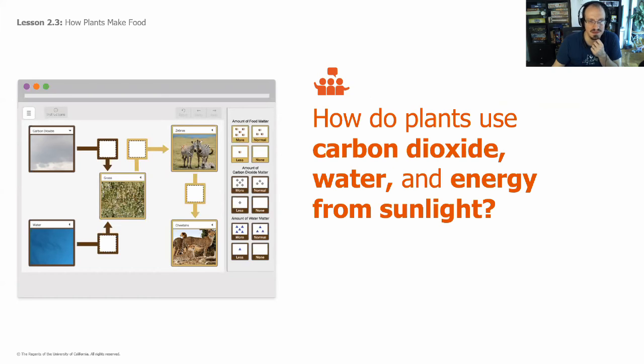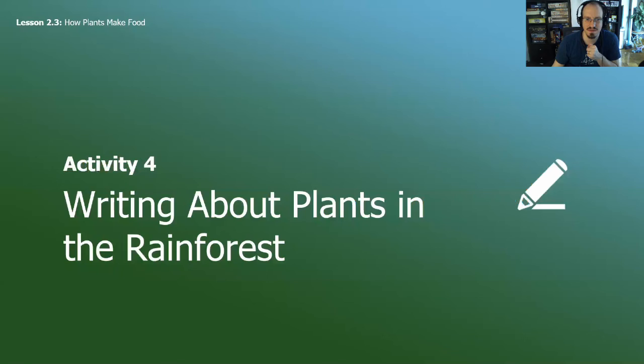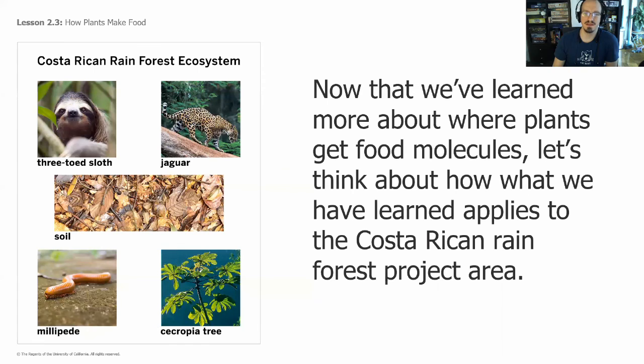Okay, and to wrap this activity up, how do plants use carbon dioxide, water, and energy from sunlight? All right, so if you had the answer to that question, it should have been pretty familiar from our key concepts that we wrote down earlier. We're going to finish up today by summarizing things and writing about plants in the rainforest. So now that we've learned about where plants get food molecules, let's think about how what we learned applies to the Costa Rican Rainforest Project area.